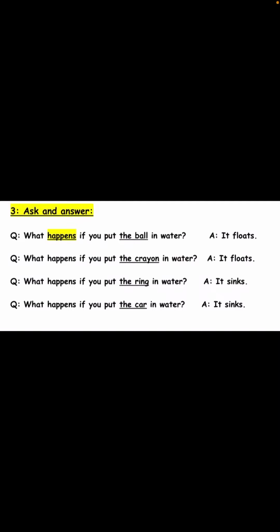The first part of the sentence is the condition. The second part of the sentence we have the result.